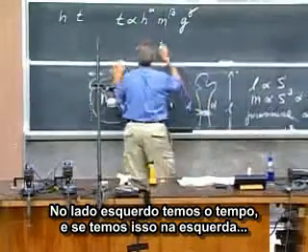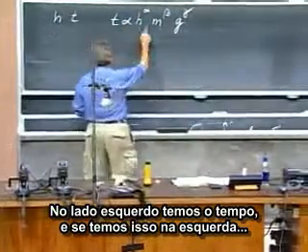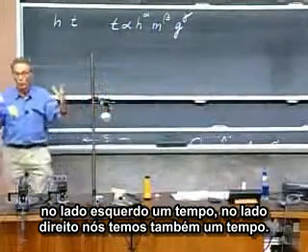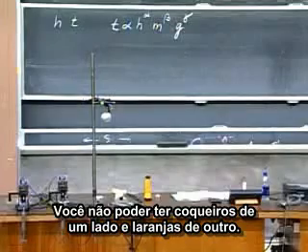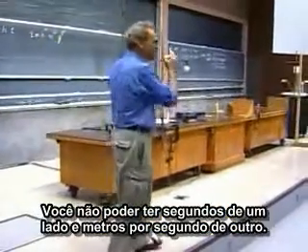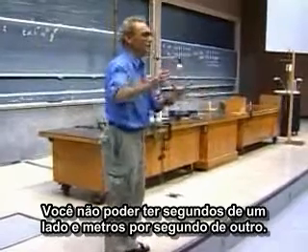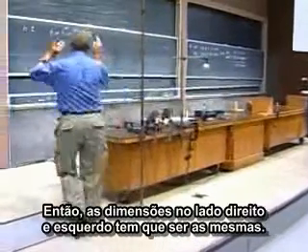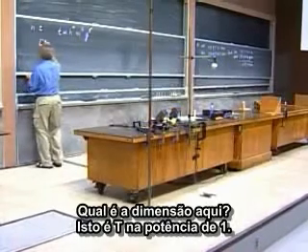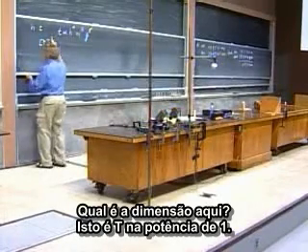On the left, we have a time. And if we have on the left side a time, on the right side, we must also have time. You cannot have coconuts on one side and oranges on the other. You cannot have seconds on one side and meters per second on the other. So the dimensions left and right have to be the same. What is the dimension here? That is T to the power 1.